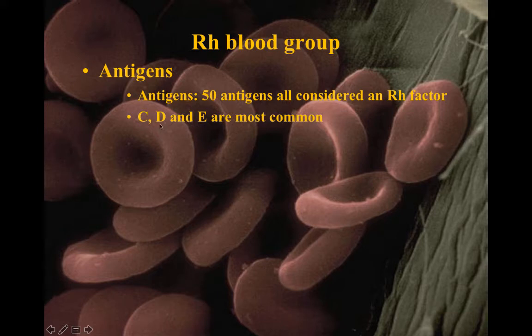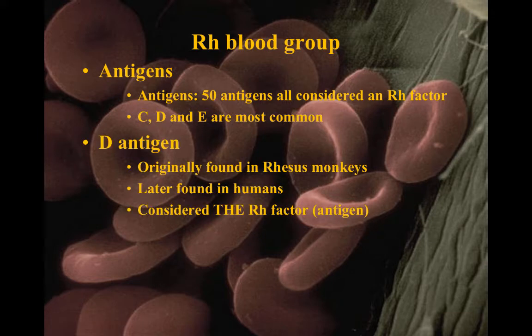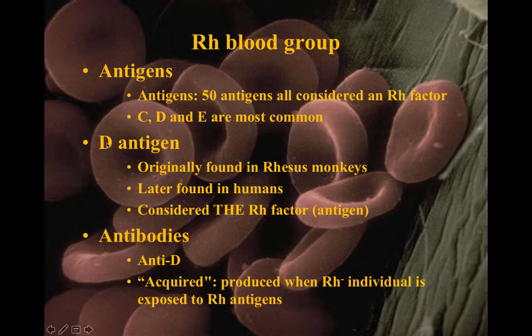And the most common of the C, D, and E Rh blood groups that we focus on is D. There are 50 antigens we could look at. D is the most common to have an impact on our cells. So the D antigen is considered the Rh factor. Just be aware that if you're talking about Rh blood groups, there are a lot of them. We focus on one of them because it seems to have the greatest impact on human health. The antibodies for the D antigen would be anti-D.